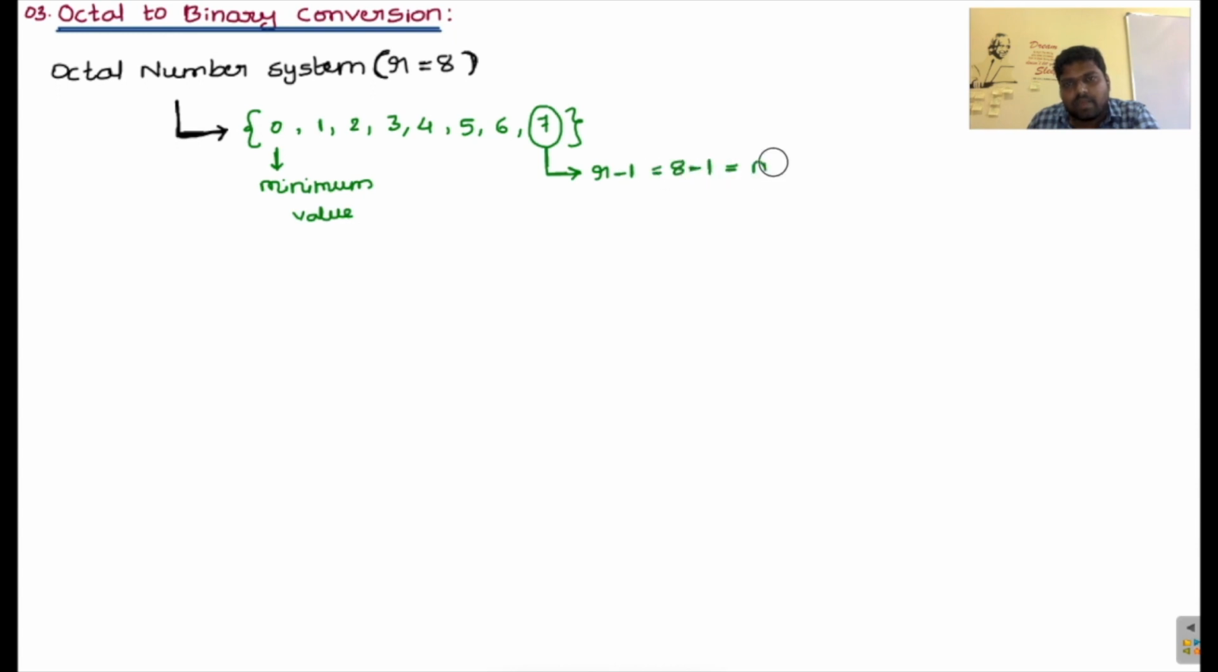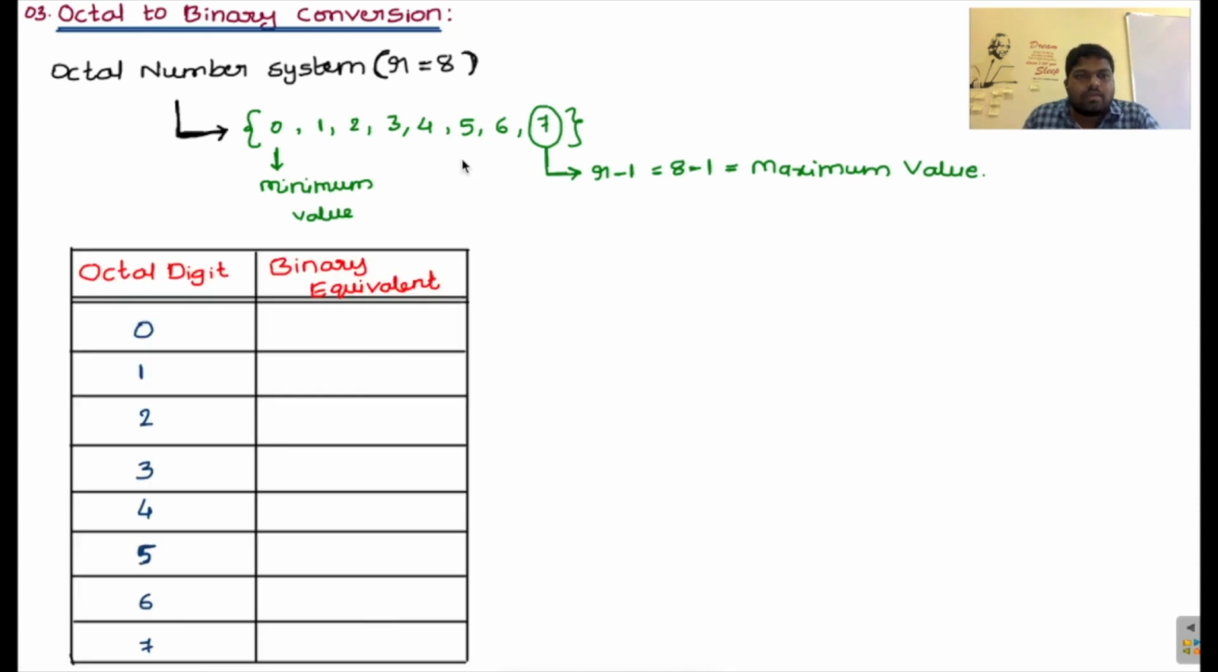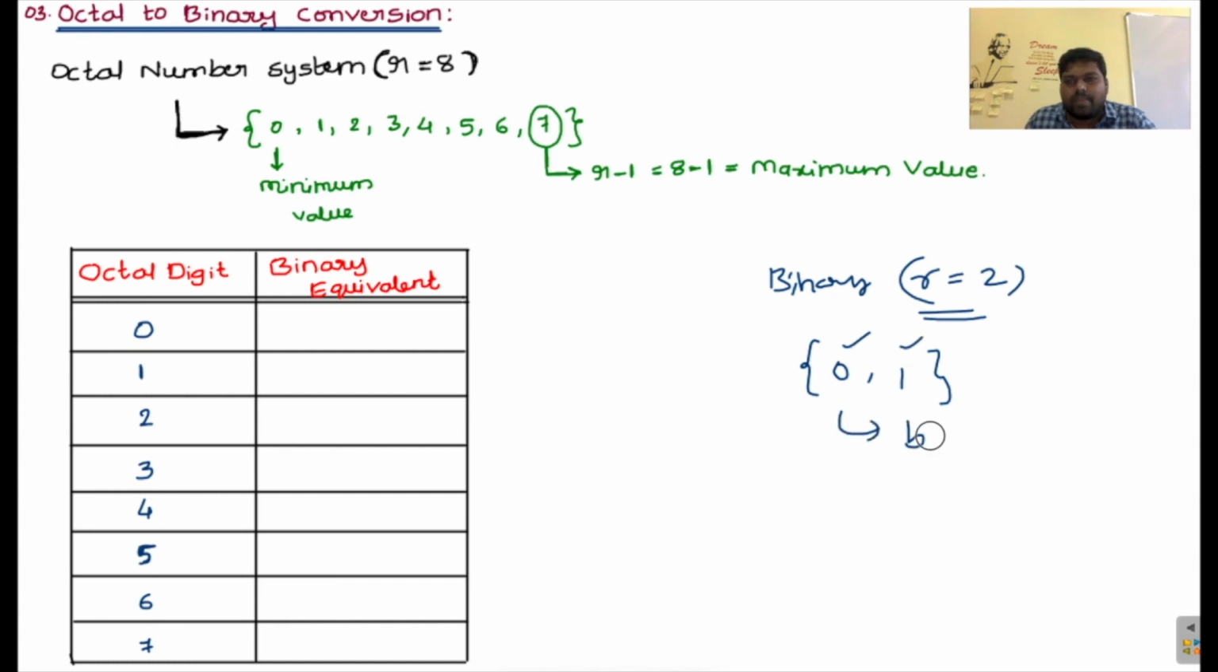Already you know what binary is. Binary means the base 2 system, and that number system has only two bits, 0 and 1. These are the octal digits 0 to 7, and for these octal digits we need to write binary equivalent representations. So binary means r equals 2. The possible digits are 0 and 1, so we can call them bits.